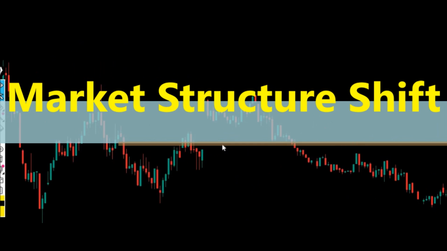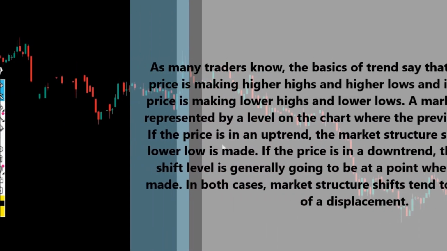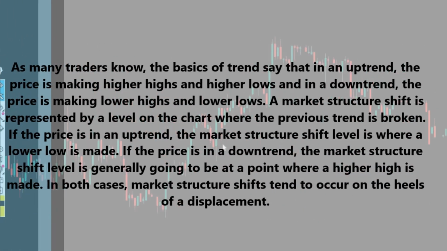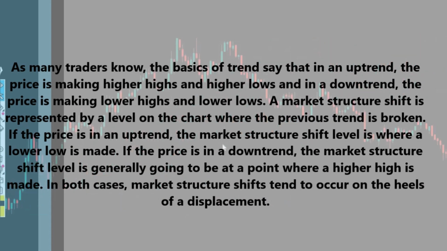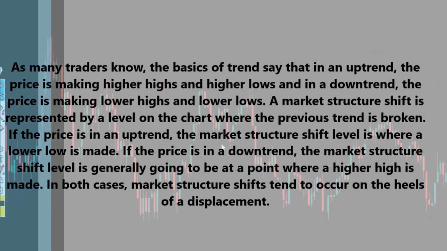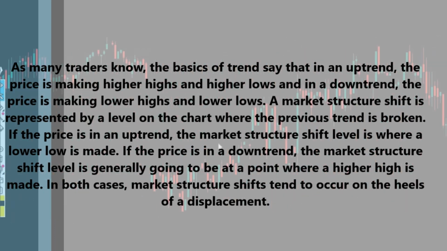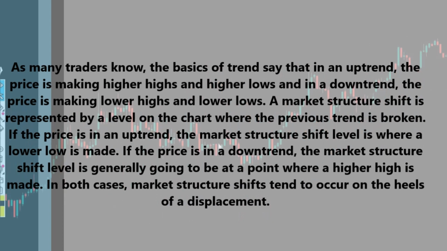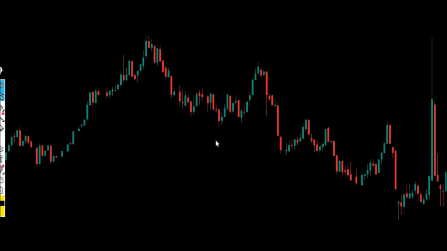Okay, so as many traders know, the basics of trends say that in an uptrend the price is making higher highs and higher lows, and in a downtrend the price is making lower highs and lower lows. A market structure shift is represented by a level on the chart where the previous trend is broken. If the price is in an uptrend, the market structure shift level is where a lower low is made. If the price is in a downtrend, the market structure shift level is generally going to be at a point where a higher high is made. In both cases, market structure shift tends to occur on the heel of a displacement.